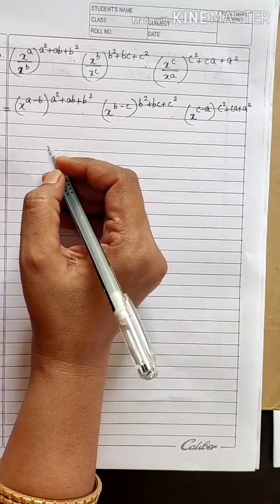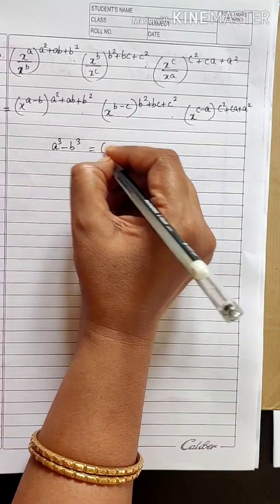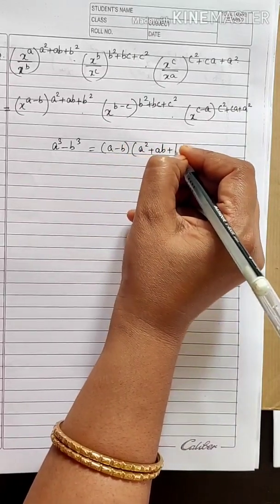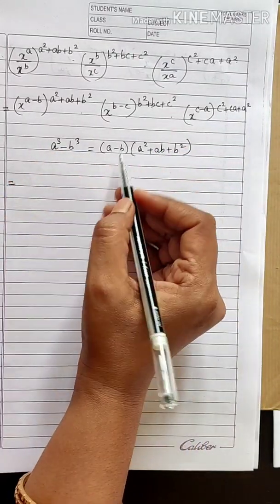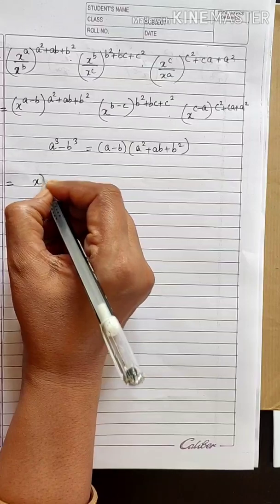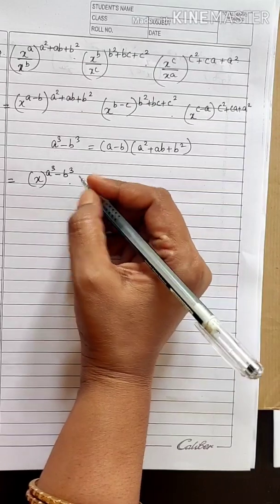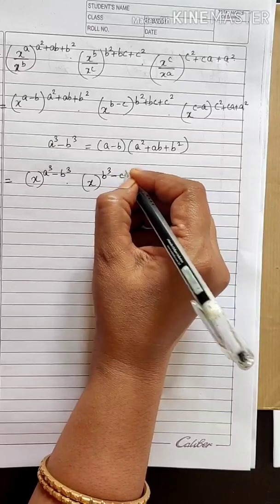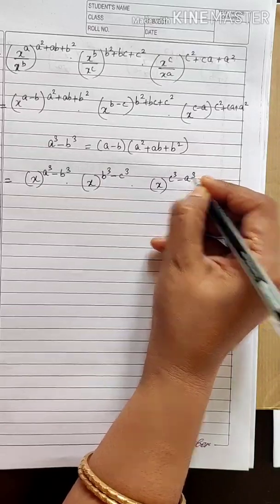Now in the factorization chapter you have learnt a cube minus b cube is equal to a minus b of a square plus ab plus b square. This identity you will be using here. In place of a minus b, a square plus ab plus b square, we replace it by x to the power of a cube minus b cube. Similarly, the second term will be replaced by x to the power of b cube minus c cube, and the third term will become c cube minus a cube.